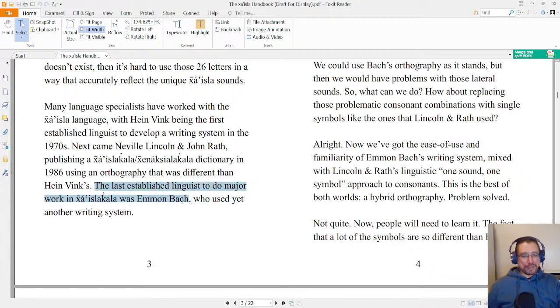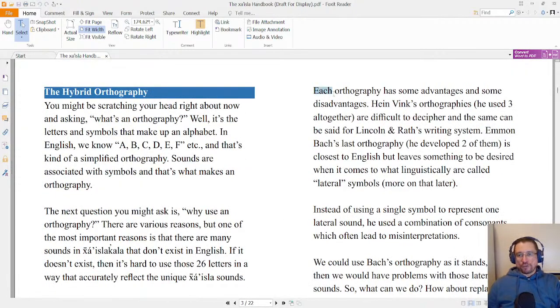The last established linguist to do major work in xa'isla was Bach, who used yet another writing system. Read that as systems, because he developed more than one. Each orthography has some advantages and some disadvantages. Handbook's orthographies, he used 3 altogether. I would say officially 2. There was a third that he used, but it didn't appear in any language materials that he developed for the xa'isla public. It was actually used in an essay in a language journal. So that's something else I might change when I revise this document. I would say there's 2 official Handbook orthographies, and I would go further to say that there's one A and one B, and then there's a second orthography.